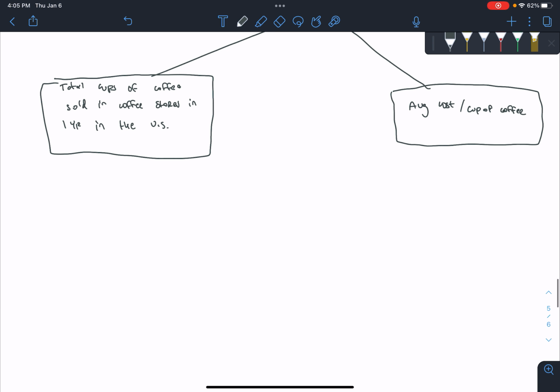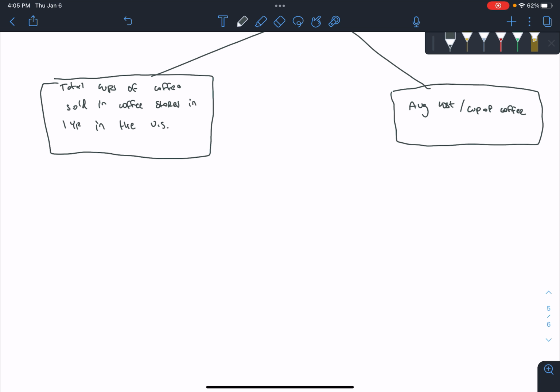So now if we look at this next layer, we have our total cups of coffee sold in coffee stores in 1 year in the US, which I think I could break down further. But let me look at the other side, which is the average cost per cup of coffee. I don't think I can really break that down any further. That's just something I need to estimate. So this right-hand tree ends there, and we're only going to focus on the left-hand tree.